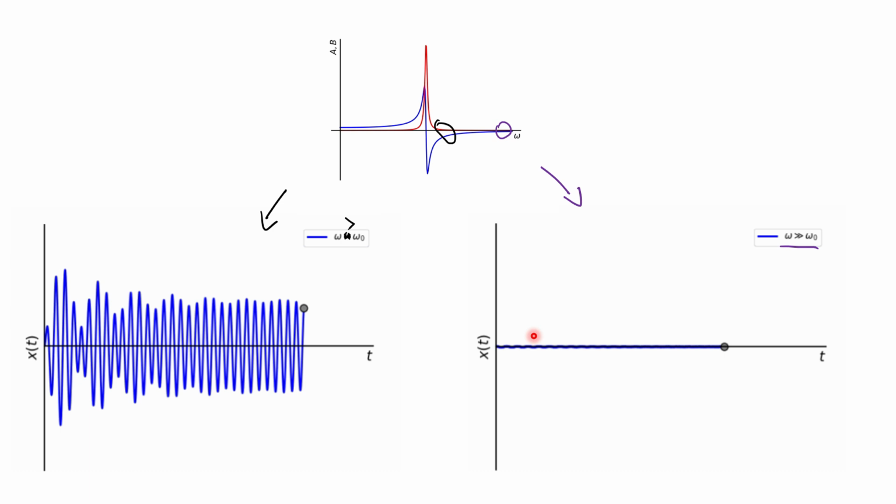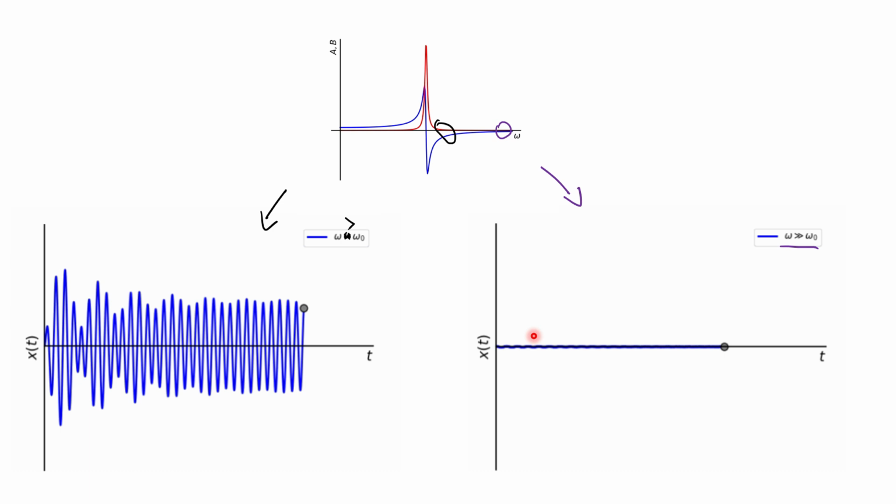What's happening here is that the system is trying to respond to a rapidly changing external force. But because the force is changing so quickly, the system simply doesn't have time to react and ends up lagging behind. The net result is that the amplitude gets suppressed.